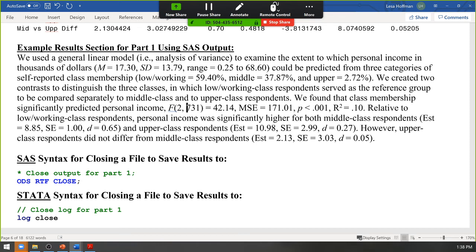The way that I think about it more generically is just, does group predict this outcome? If group predicts the outcome, that is the same thing as saying there are mean differences in the outcome across groups. Those are synonyms. Mean differences between groups.